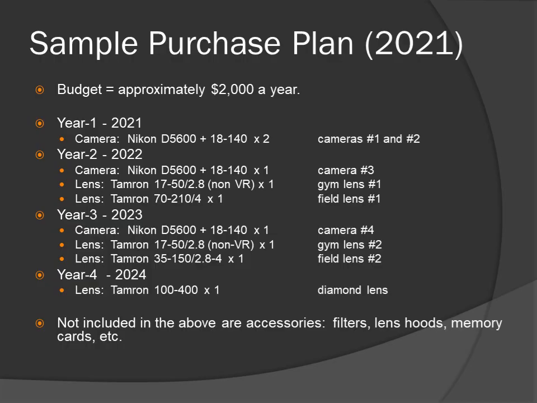Year 2, we get a third camera, and we get 2 lenses, the 17-50 2.8 gym lens and a 70-210 f4 field lens. Year 3, we get a fourth camera, and we get a 17-50 2.8, a second gym lens, and a 35-150 2.8, a second field lens. In year 4, we get a Tamron 100-400 lens for baseball.